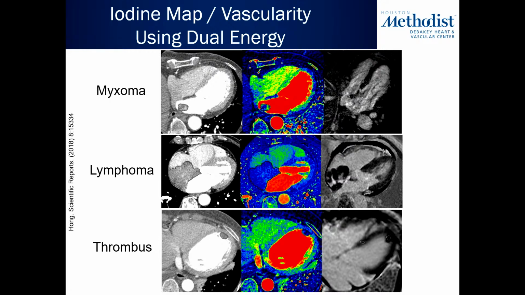And you can see in all three of these images, other than the bottom one, which was a thrombus, that there is evidence of iodine both in the myxoma, there in the top, and the lymphoma in the middle, suggesting that whenever you do have contrast uptake, this is a vascular mass. This mass has some vascularity to it, and that is usually pathognomonic for a tumor. Contrast that with a thrombus. Here you'll have no evidence of any contrast uptake, and this is further quantified by this ability to do an iodine map with dual energy CT.